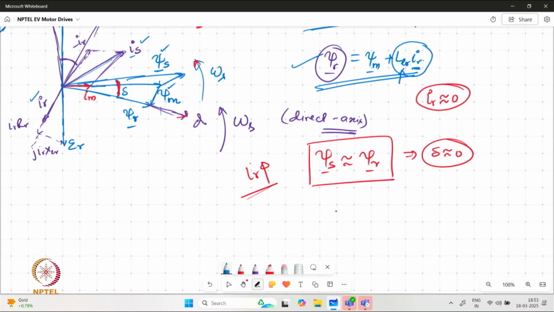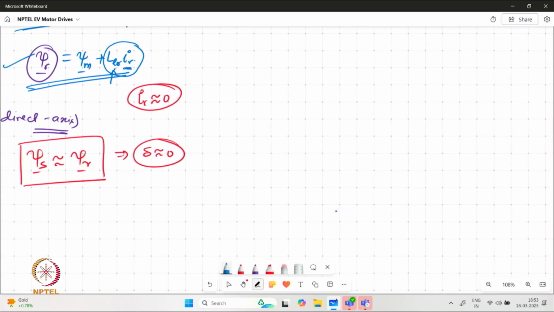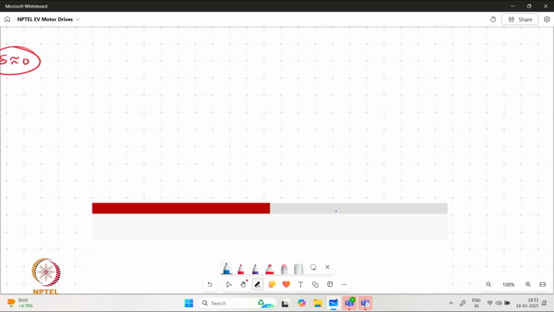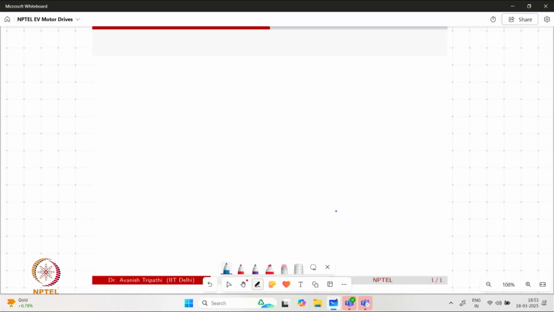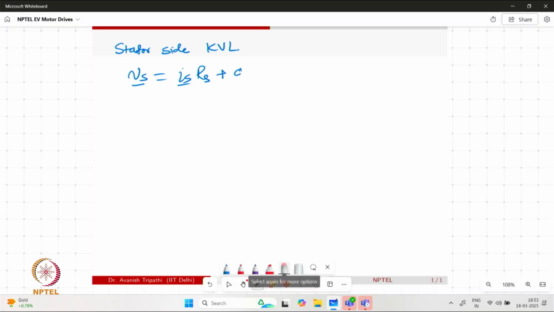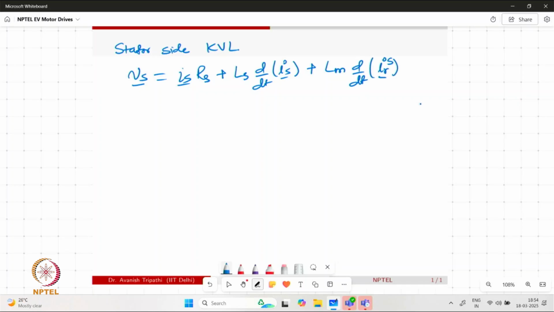Now going ahead, we'll be using the second equation from the general model, which means the stator side KVL, which is represented in the stator frame of reference, and once again it consists of the rotor current given in the stator frame of reference.